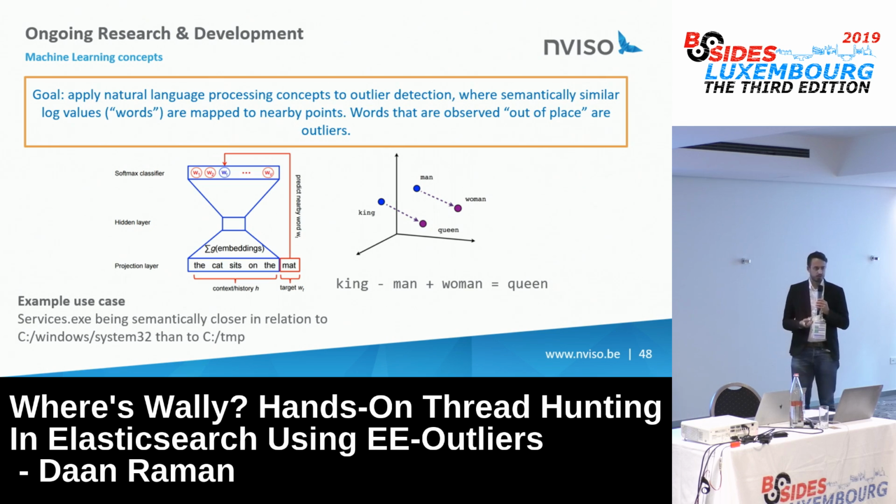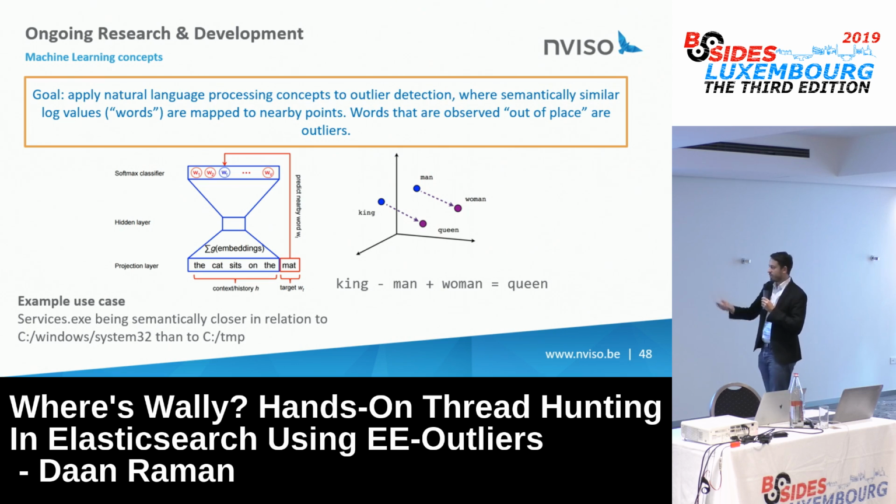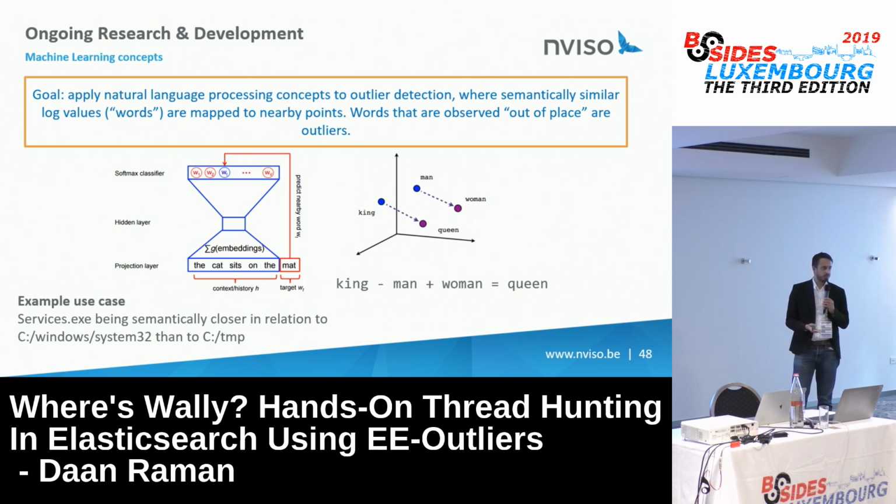Currently, we're limited to a numerical value that you plot on a graph and where you look for outliers. An example of how we could use it is, for example, services.exe being semantically closer to C:\Windows\System32 than to a temp folder, right? So that's the kind of concept that we're looking into.